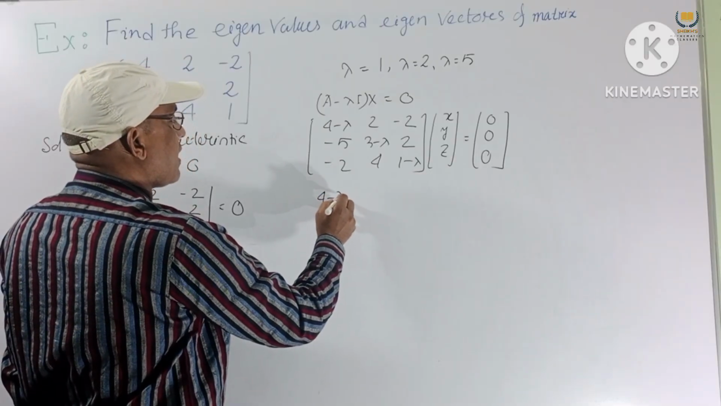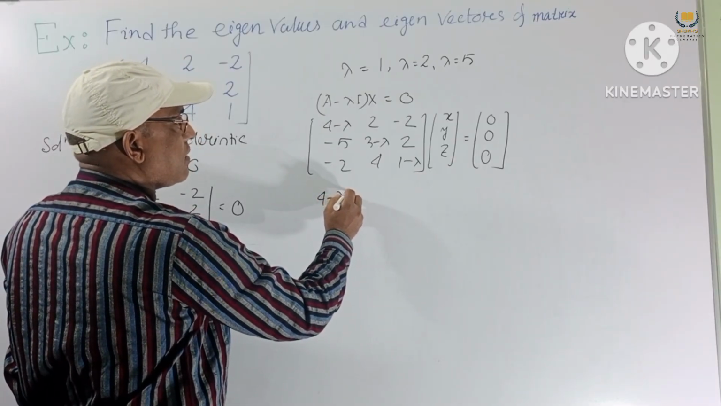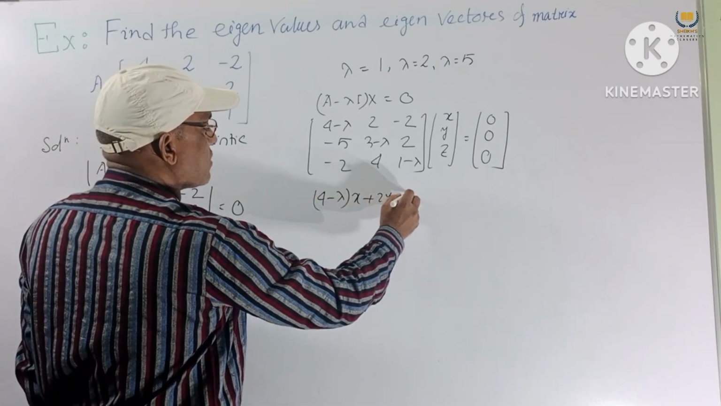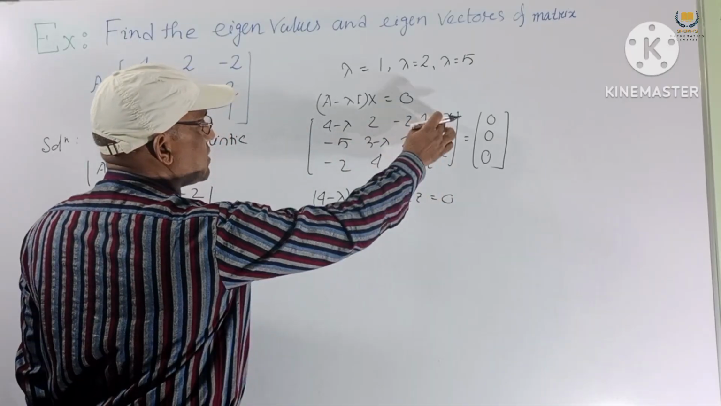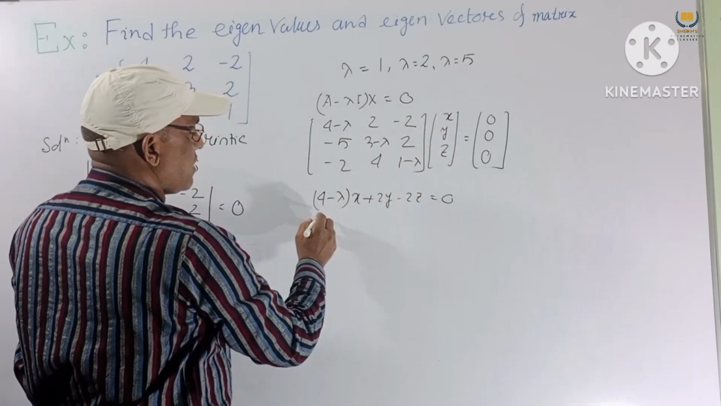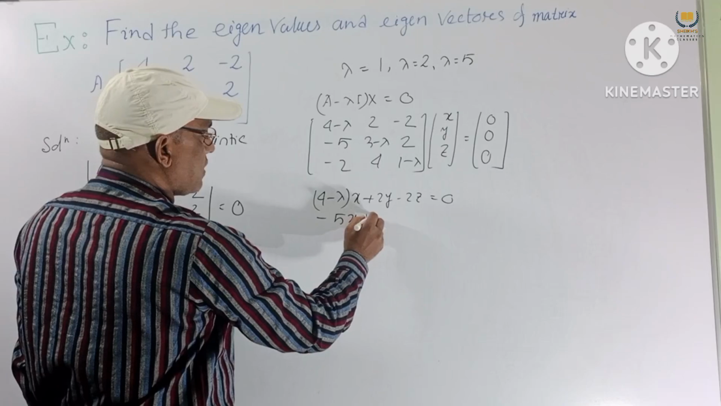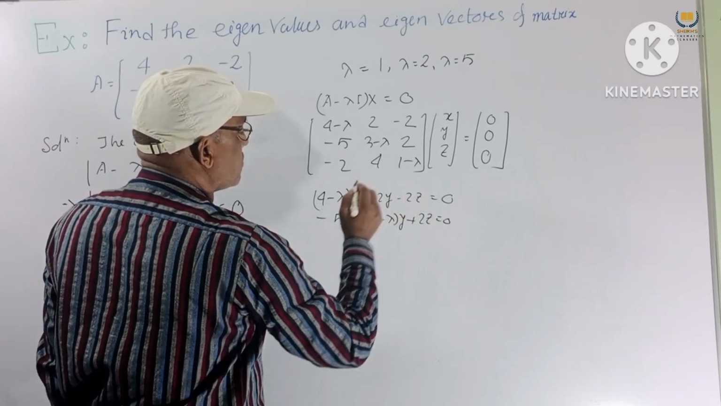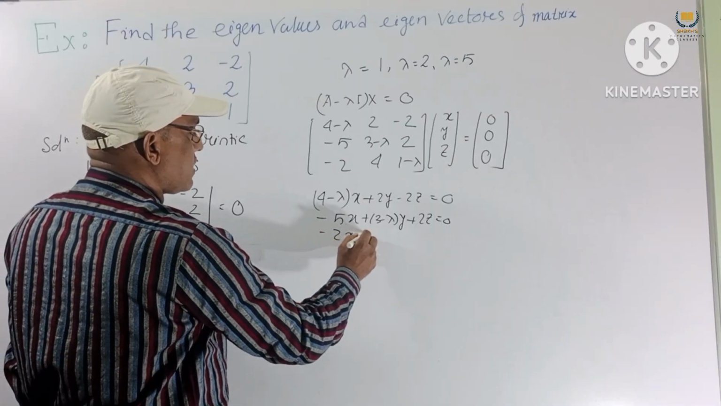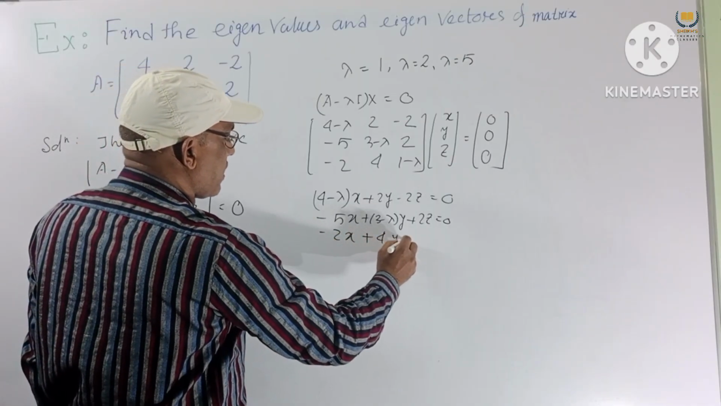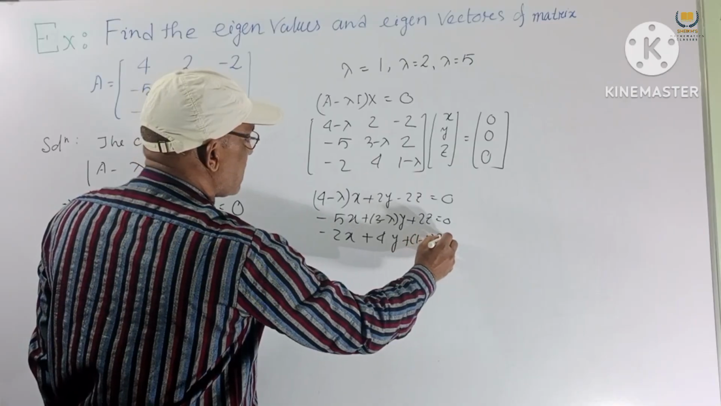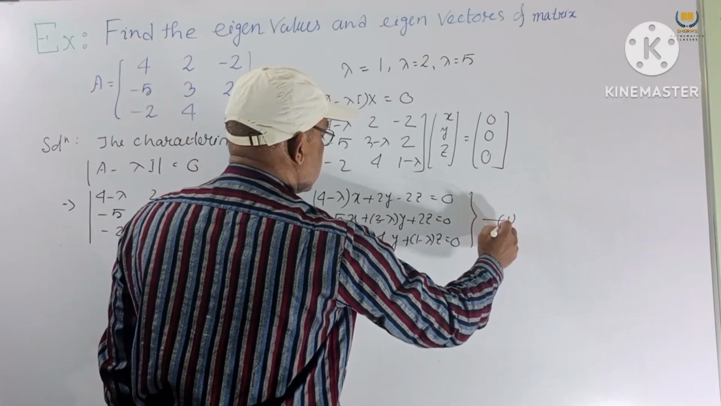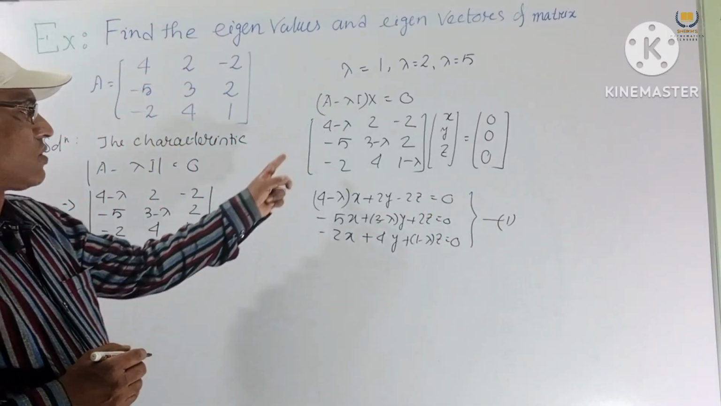And if we multiply this, we get 4 minus lambda x plus 2y minus 2z equal to 0. This into this, this into this, this into this. Minus 5x plus 3 minus lambda y plus 2z equal to 0. Minus twice x plus 4y plus 1 minus lambda z equal to 0. So we consider this whole is 1, we consider.